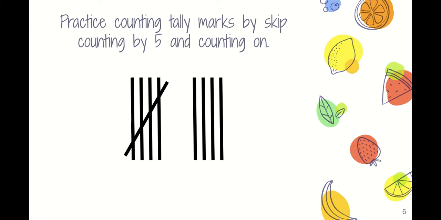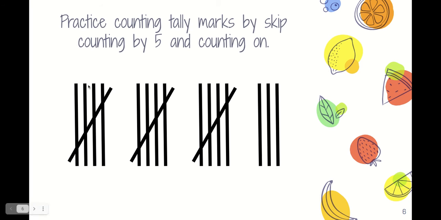Now, we can practice counting tally marks by skip counting by fives and counting forward. So here, if you see 1, 2, 3, 4 lines going straight and then the fifth one going diagonal, I can tell that this is a group of 5. So it would be 5, 6, 7, 8, 9. This would be a total of 9.